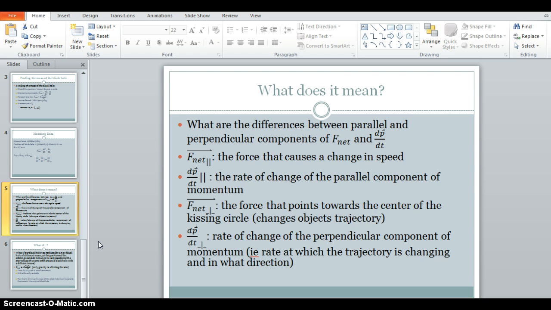Simply put, Fnet is the vector sum of the forces acting on a body, while dp/dt is the observed effect of the net force acting on the body, which will change its speed and/or trajectory depending on the values of the perpendicular and parallel components of the net force, respectively.